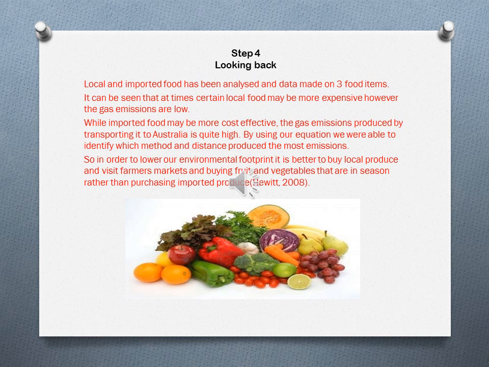Now that we've done our research and we've done our graphs, we need to look back. Local and imported food has been analysed and data made on 3 food items. It can be seen that at times certain local food may be more expensive, however the gas emissions might be low. While imported food may be more cost effective, the gas emissions produced by transporting it to Australia is quite high. By using our equation, we were able to identify which method and distance produced the most emissions.